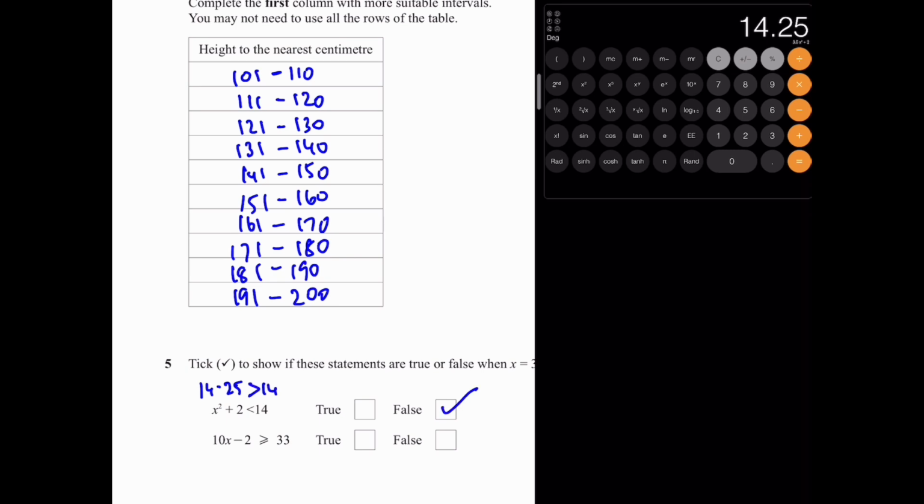And 10x minus 2 greater than or equal to 33. So that's 10 into 3.5, which is 35, minus 2, which is equal to 33. And so 33 is equal to 33, and it's given here that it can be greater than or equal to. And therefore this answer is true.